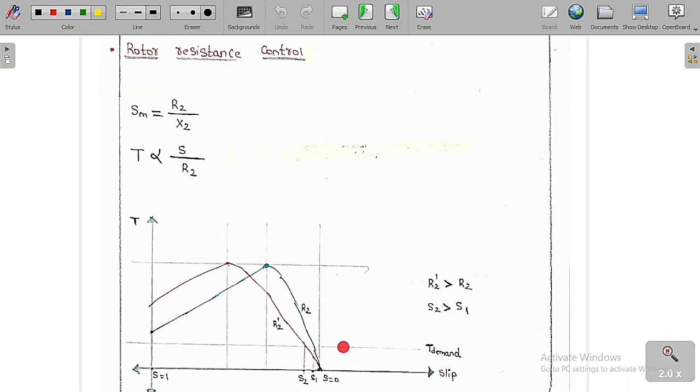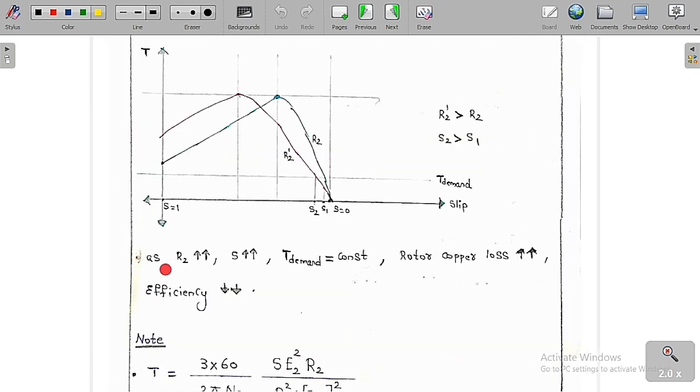Whenever the slip increases, as I have already told you, rotor copper loss increases, so efficiency will decrease. This is the point that you always have to remember for your lifetime. Whenever the rotor resistance increases, the slip increases; you can see clearly the slip increases for a constant torque demand. As slip increases, rotor copper loss, which is slip times the rotor input, increases and the efficiency decreases. As the slip increases, the rotor speed decreases. These are the things that happen for a constant torque demand whenever the rotor resistance increases.